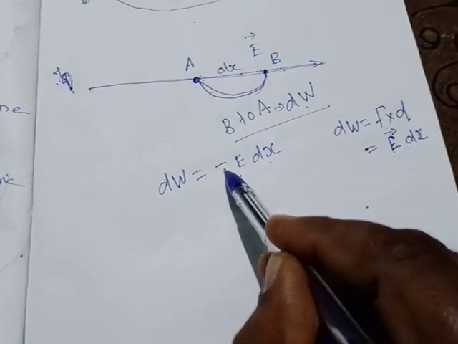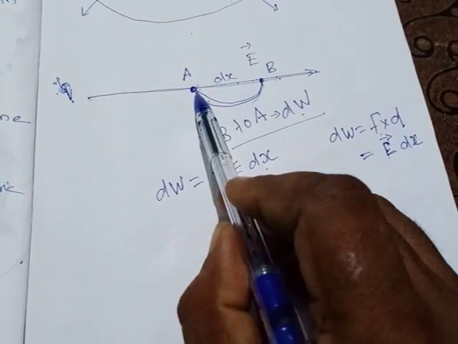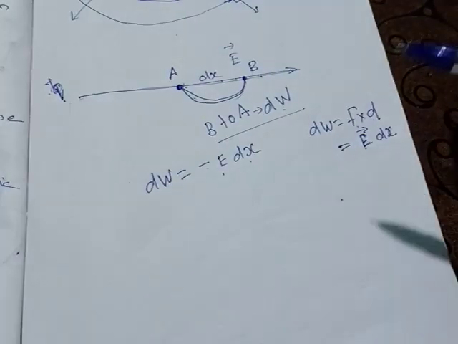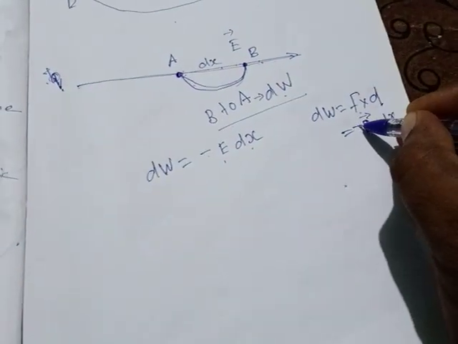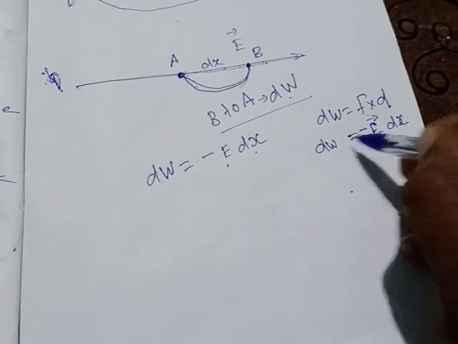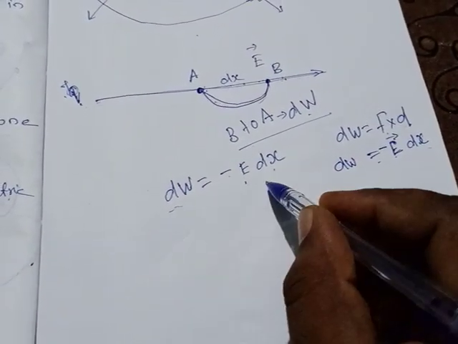And what does this minus mean? We are moving a charge from B to A, that is against this electric force, opposite to this electric force. That is minus E into dx. So dW is equal to minus E into dx. That is the work done.